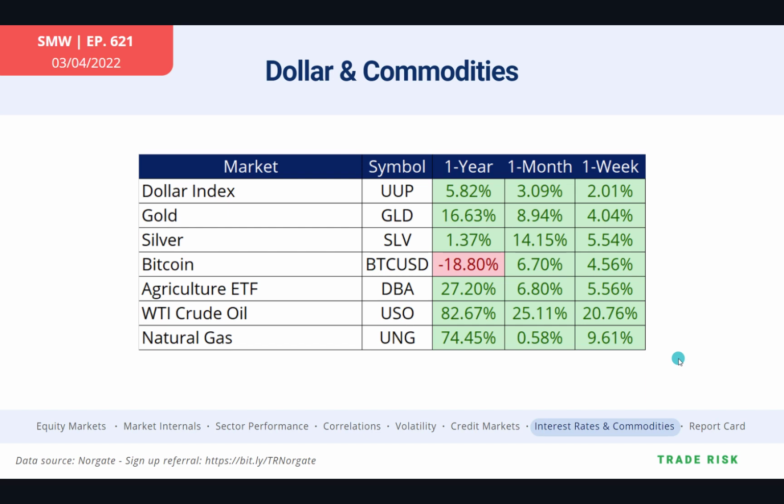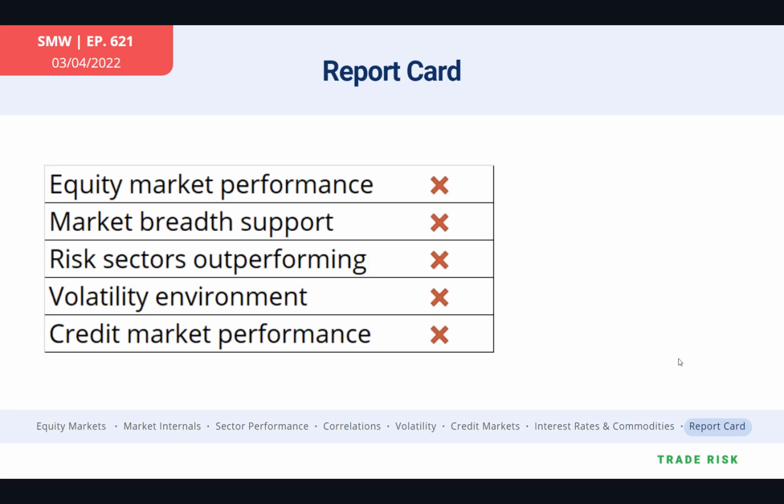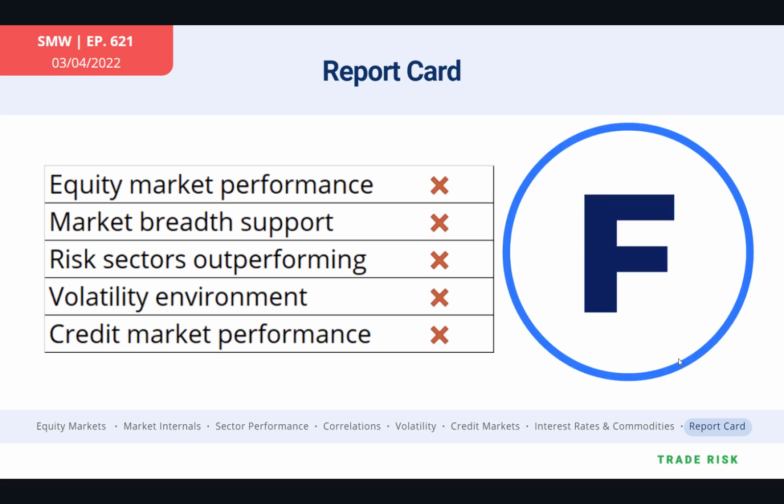Natural gas benefiting as well. So put it all together and you've got a report card that's a big goose egg here. There's nothing really redeeming about the action that we see out there. I did talk about this notion that when things are so bad, it could be counterintuitive, but counter-trend opportunities can lend themselves when everything looks horrible. But this report card here, just objectively looking at the data, is an F across the board.